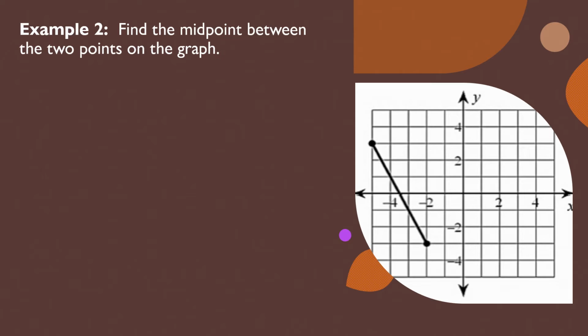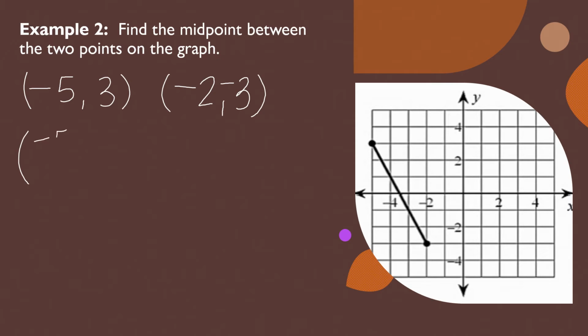Same type of problem, but now we are looking at a graph, so we need to make sure we correctly identify our endpoints. The point on the left, we go left 5 and up 3, so that would be negative 5, 3. And the point on the right was left 2 and down 3, so that'd be negative 2, negative 3. So we're going to take our two x coordinates and add them together. So that would be negative 5 plus negative 2 over 2. And then we do the same thing with our y coordinates. Add the y coordinates and divide by 2.